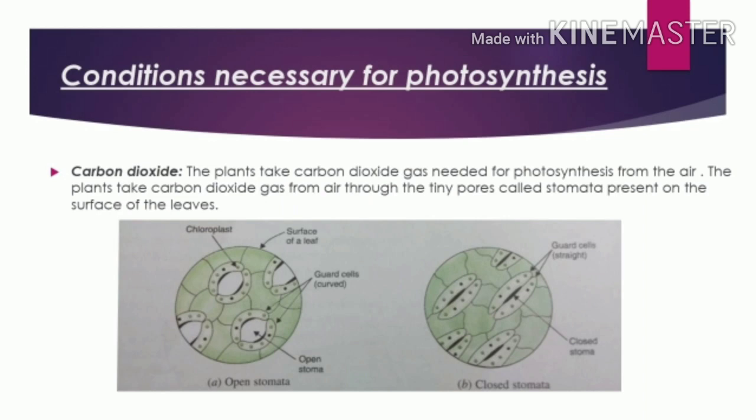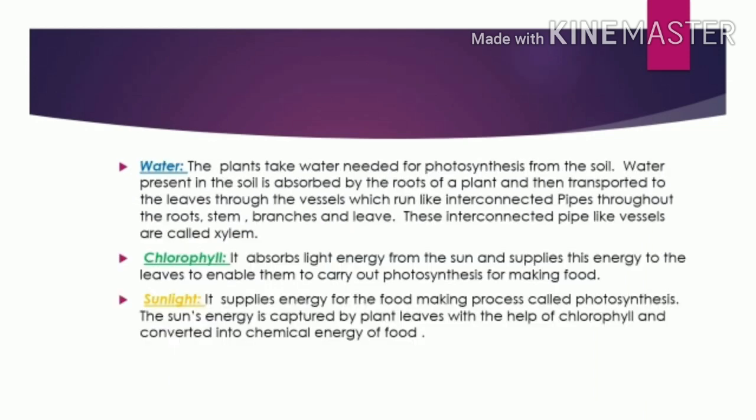The carbon dioxide gas present in the air enters the plant through the stomatal pores present on the surface of the leaves, and this carbon dioxide is utilized in photosynthesis. These stomatal pores open only when carbon dioxide is to be taken in or oxygen is to be released, otherwise they remain closed. Another important substance is water.